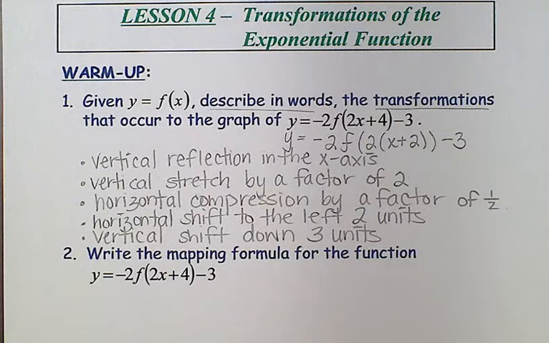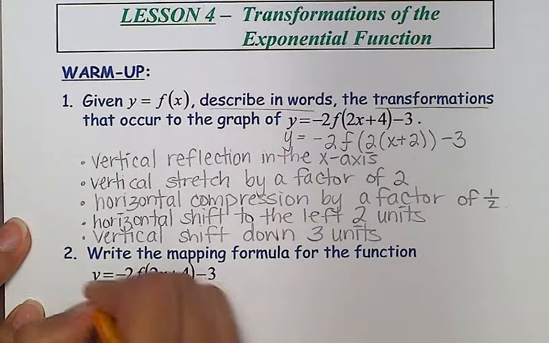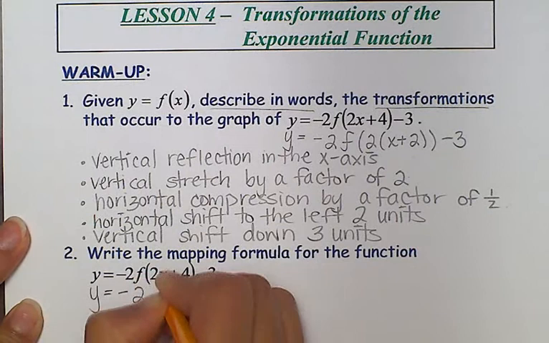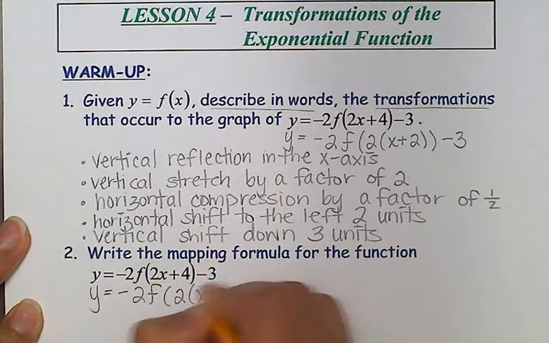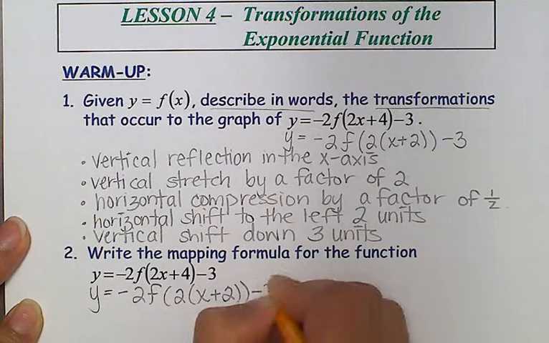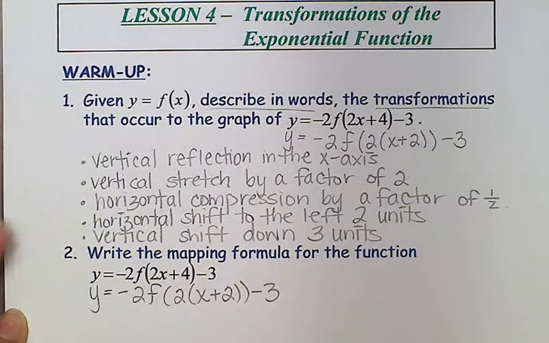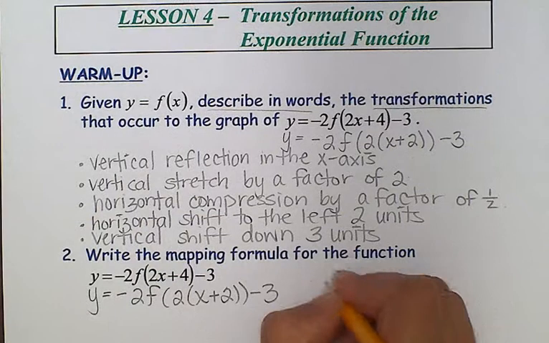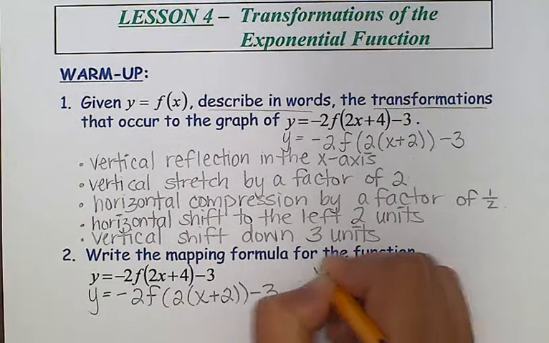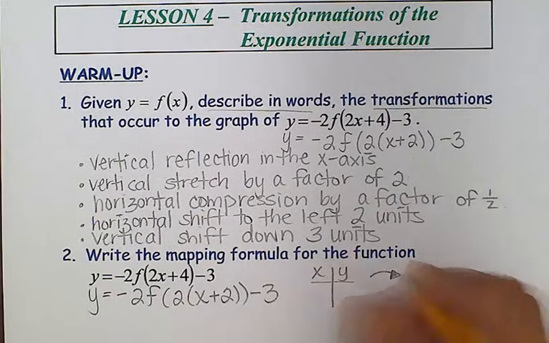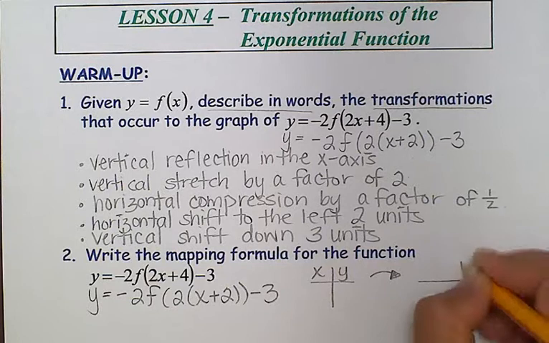Okay, the second question says, write the mapping formula for the function, and it's the same function that we looked at earlier. So we have y equals negative 2 f of 2x plus 4 minus 3. And again, before you write the mapping formula, make sure your equation is in factored form. So I have 2 times x plus 2, minus 3. And so if I write the mapping formulas, I know that normally I'm looking at x and y. And now my graph is going to be transformed based on the transformations that we saw in the first part of the warm-up. And so I can write some new mapping formulas.